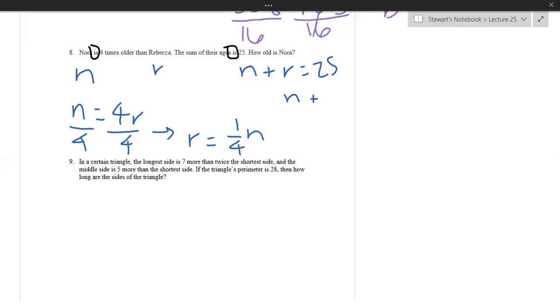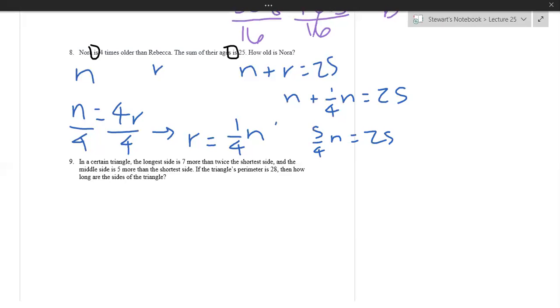So then we have N plus 1/4 N is equal to 25. So now 1 in terms of fourths is 4/4. So if we combine like terms, we'll have 5/4 N equal to 25.